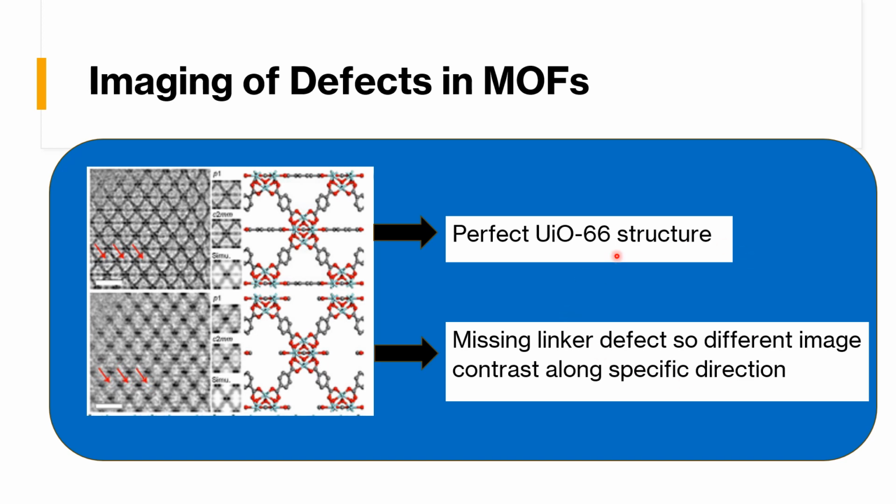Like here we have this perfect UiO-66 crystal, right? And this is the actual HRTEM image of the missing linker defect, in which we can see that the contrast is missing along a particular direction. We can see there is a contrast for the ligand, but the ligand contrast is missing over here along a particular direction. So in this way, the defects in the MOF were imaged by using the contrast we can see over here.